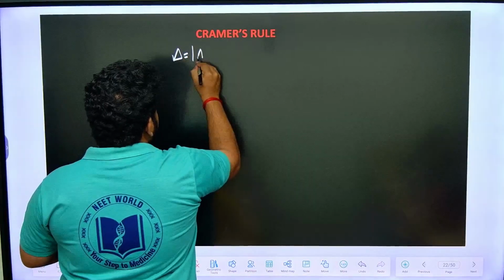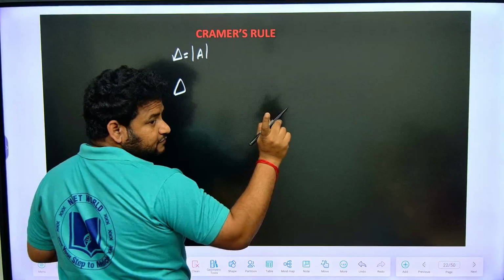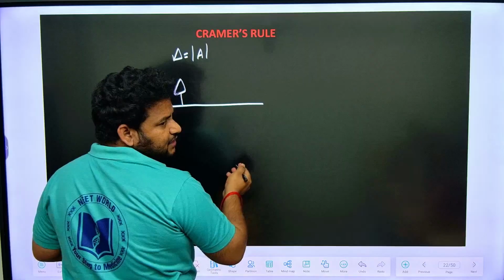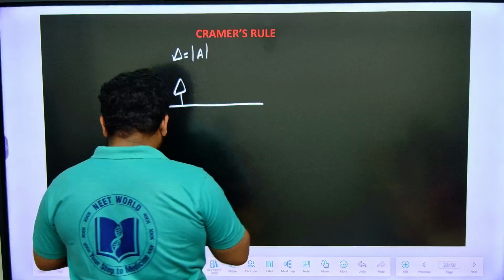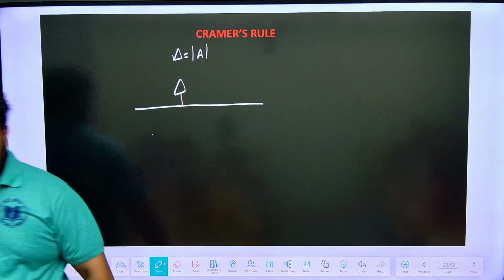Delta is equal to det of A. Now, there are various possibilities. If delta is equal to 0, what will happen? If delta is not equal to 0, what will happen? But before that, you must know what delta is.